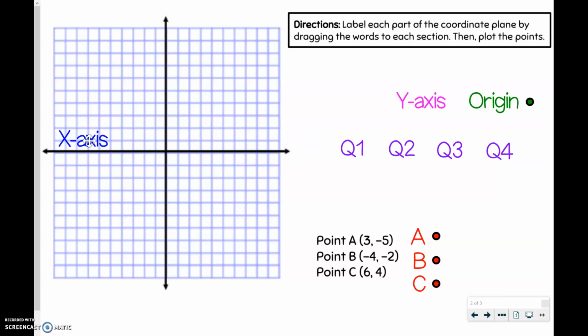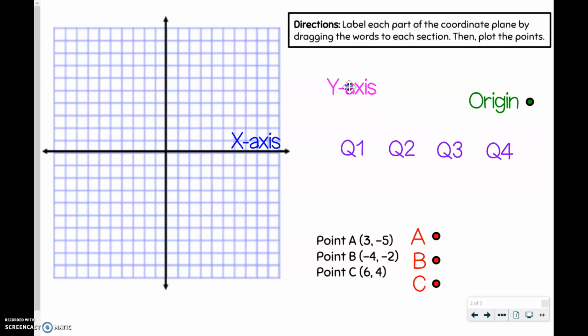You can even do it over here, but this horizontal number line right here is the x-axis, and that's the first number when we're dealing with an ordered pair. So go ahead and drag all of your words where they go, and the x-axis, you should put it somewhere around there. Again, you can put it to the side.